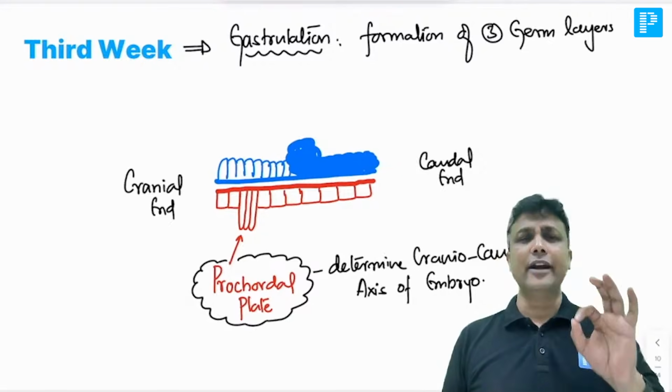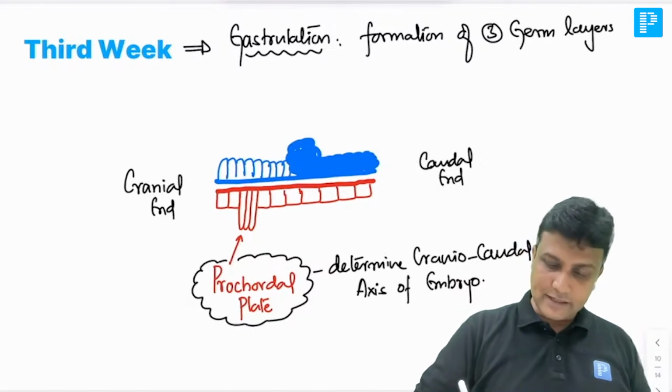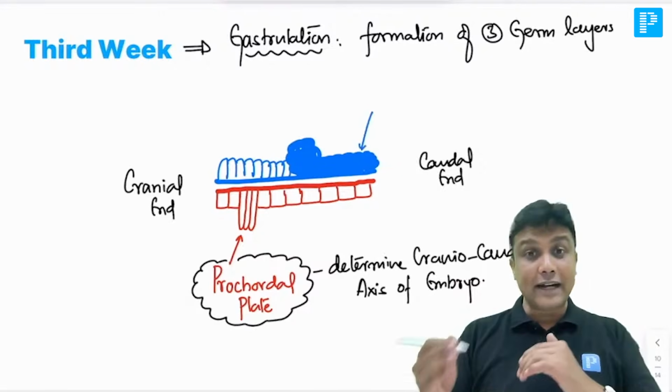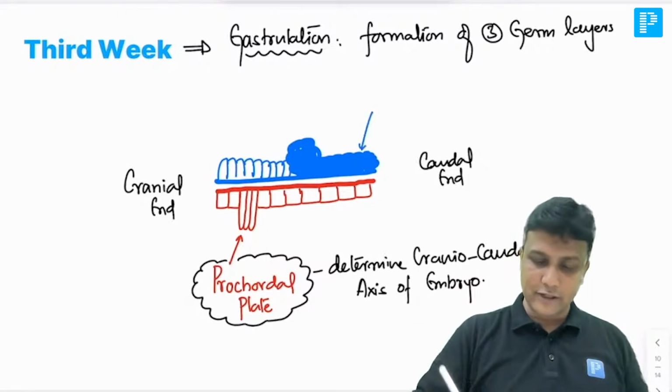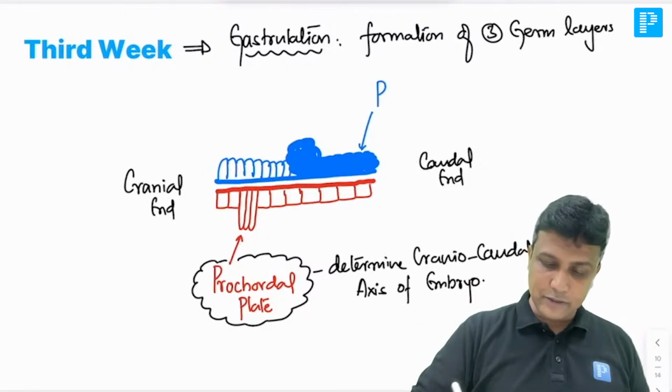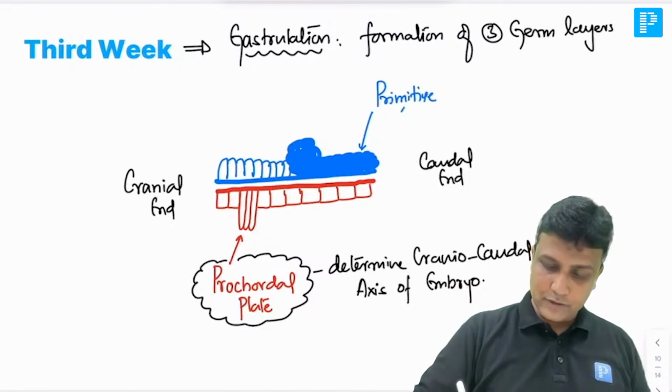पहले आप आराम से इसका नाम सीख लो. What is the name? Please remember, these cells which are multiplying, proliferating and moving forward, these cells are referred to as primitive streak. This is primitive streaks. ठीक है ना?